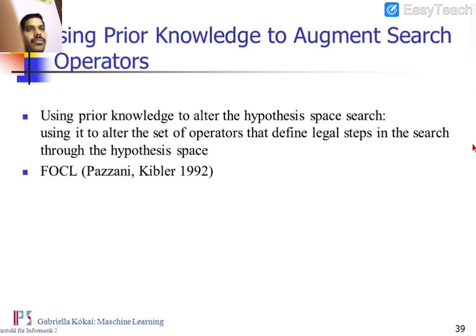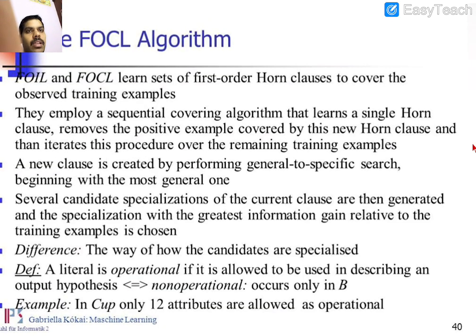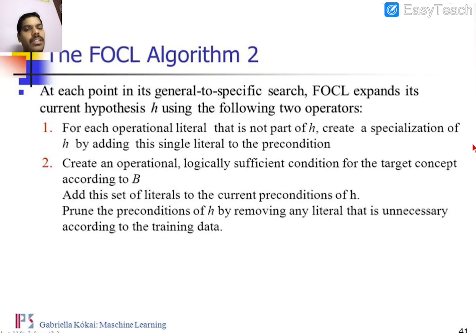So here we used the FOCL algorithm. FOIL and FOCL learn sets of first order Horn clauses to cover the target, so these are all the things which are related to the sequential covering algorithm. We are going to define the target concept, and whatever the rules which are not covered or not included for defining the target concept more accurately, that we need to explain and analyze. Then we need to refine the target space.